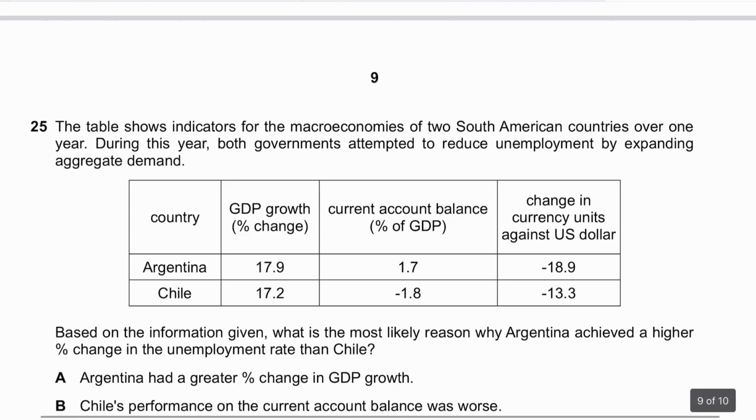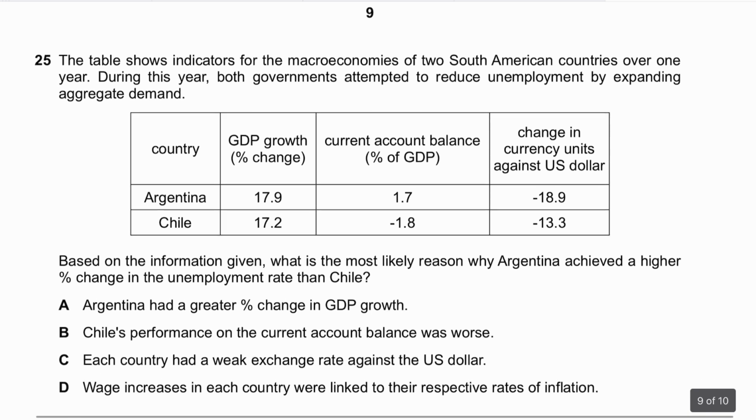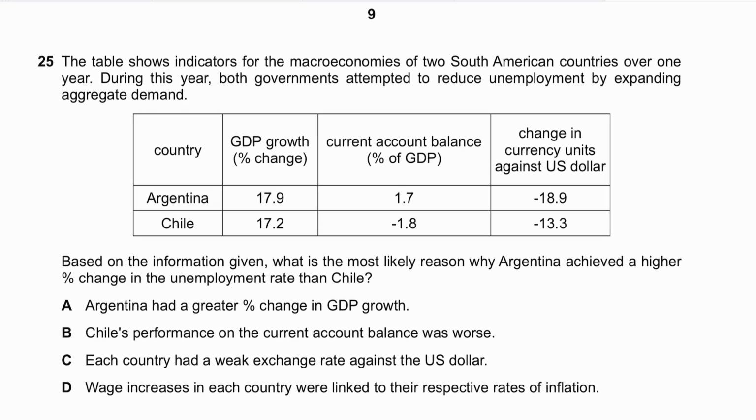Question number 25 says, the table shows indicators from macroeconomies of 2 South American countries over a year, and during this year both the governments are trying to reduce unemployment by expanding AD. Based on the information, what is the most likely reason why Argentina achieved a higher percentage change in unemployment rate than Chile? Okay, Argentina had a greater percentage change in GDP growth. That's the first option. Now, you see, Argentina's GDP growth rate is slightly higher than Chile's, right? And this could possibly be a reason that could contribute to a difference in unemployment changes.